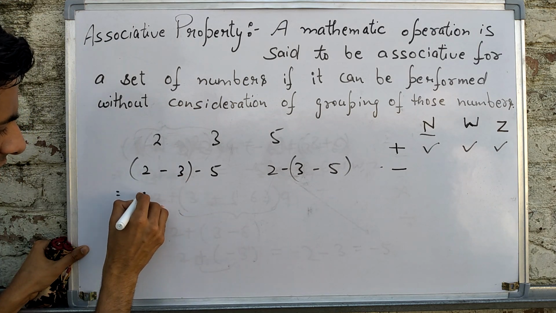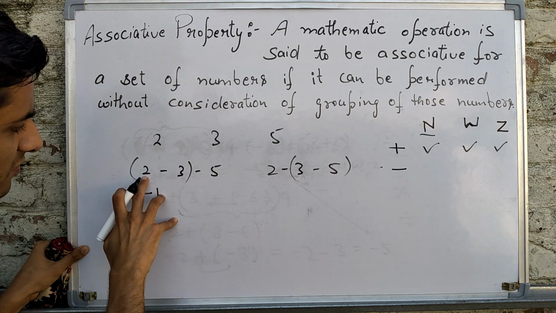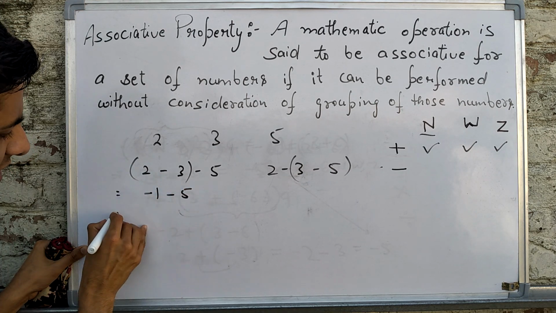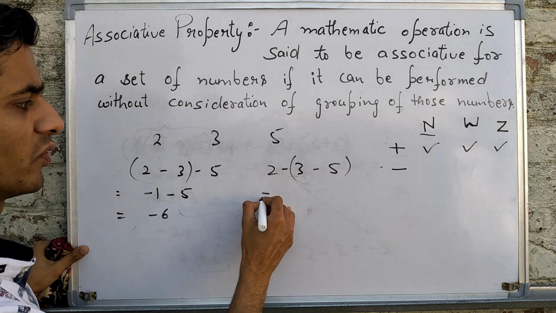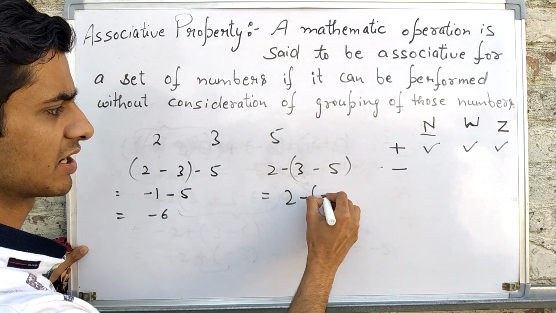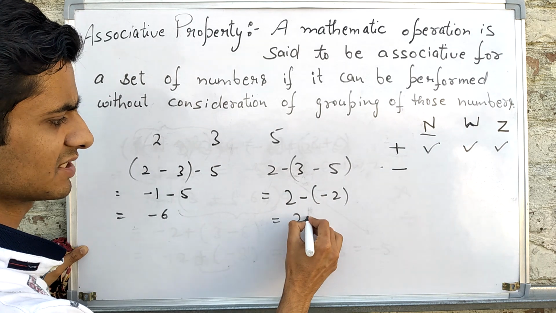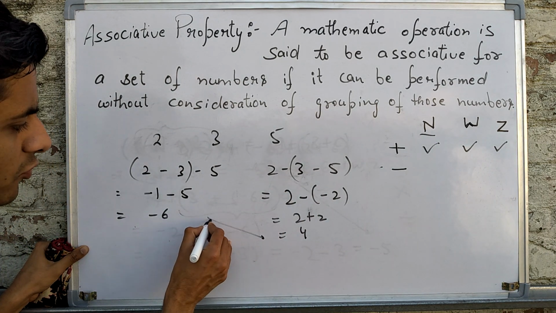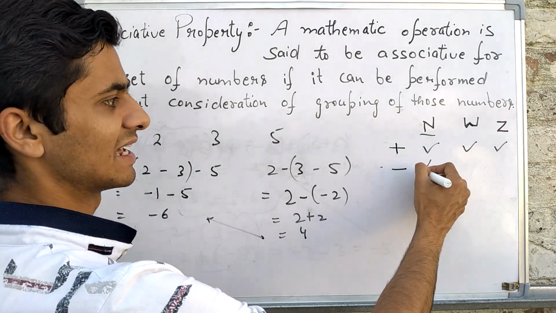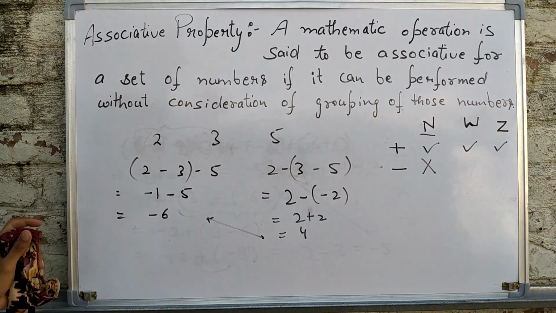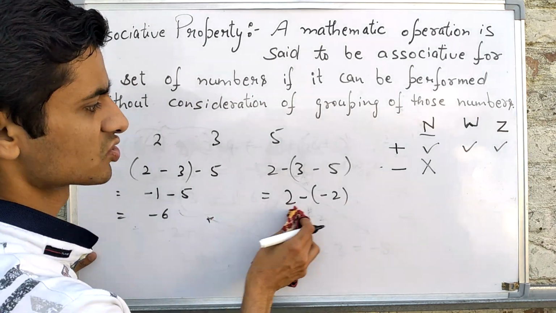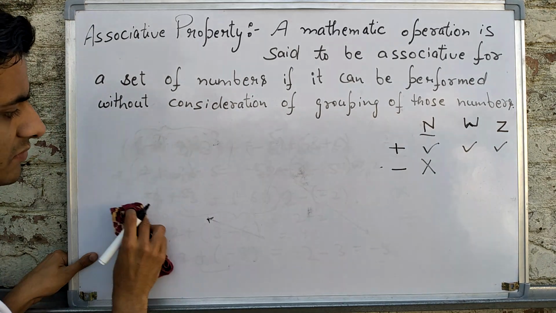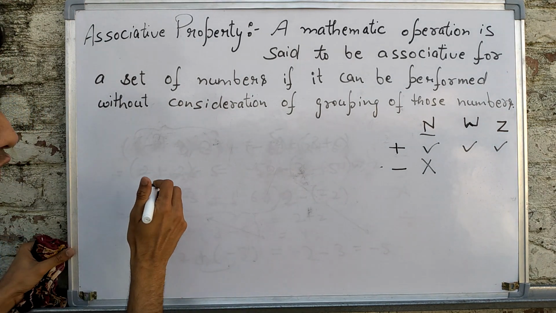2 minus 3 would be -1. One number positive, one number negative, we will take the difference and the sign would be of the bigger one. -1 minus 5 comes out to be -6. Over here, 2 minus 3 minus 5 comes out to be -2. Minus minus plus, 2 plus 2 comes out to be 4. So -6 and 4. In the first example, it is clear that subtraction is not associative for natural numbers. Now let us move further to whole numbers.